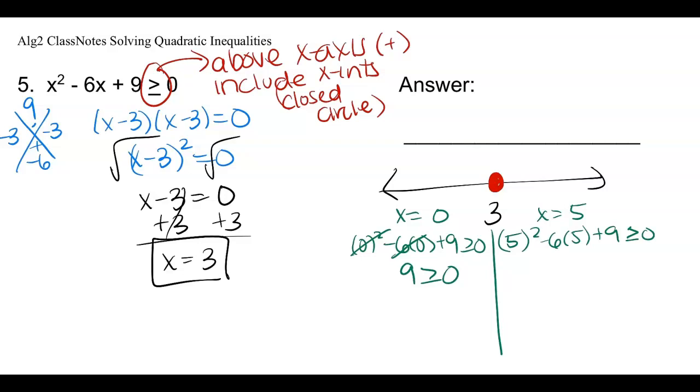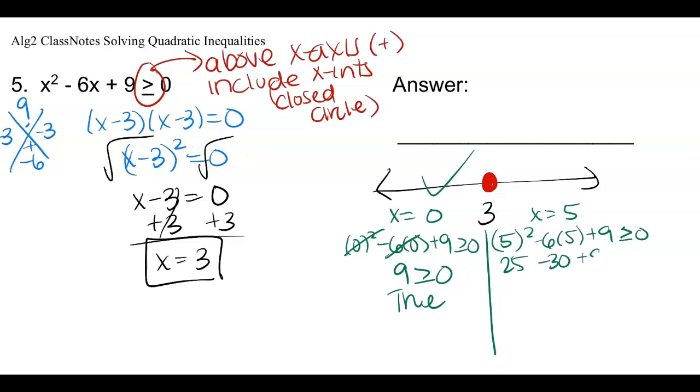That's actually what I want. This is a true statement. So that means we have our answer on this side so far. 5 squared is 25 minus 30 plus 9 is greater than or equal to 0. This will become negative 5 plus 9. And negative 5 plus 9 is 4. That's true as well. Okay, well, that's wonderful.